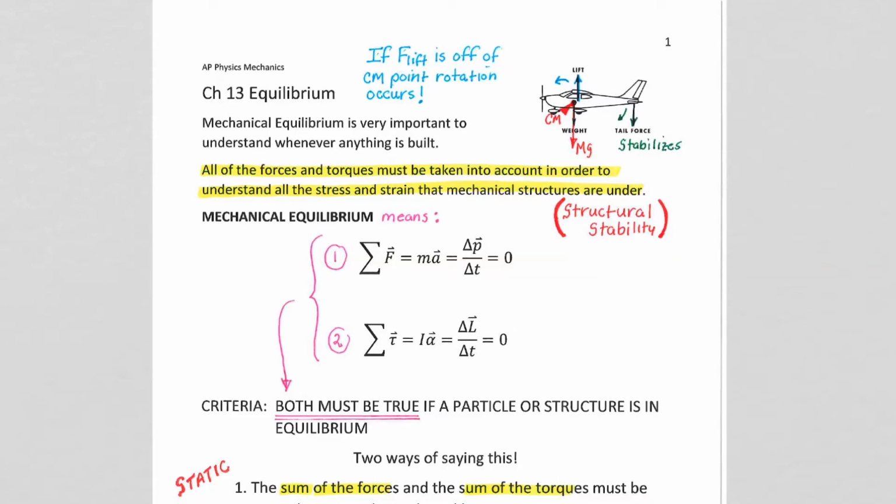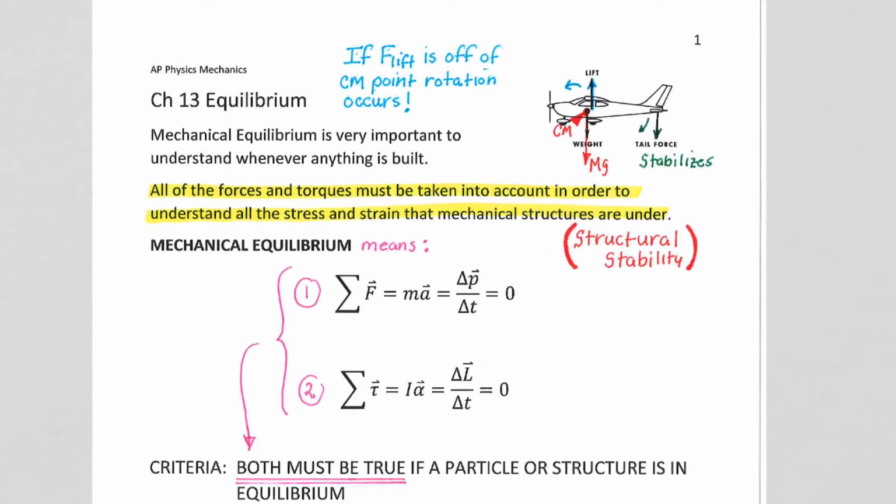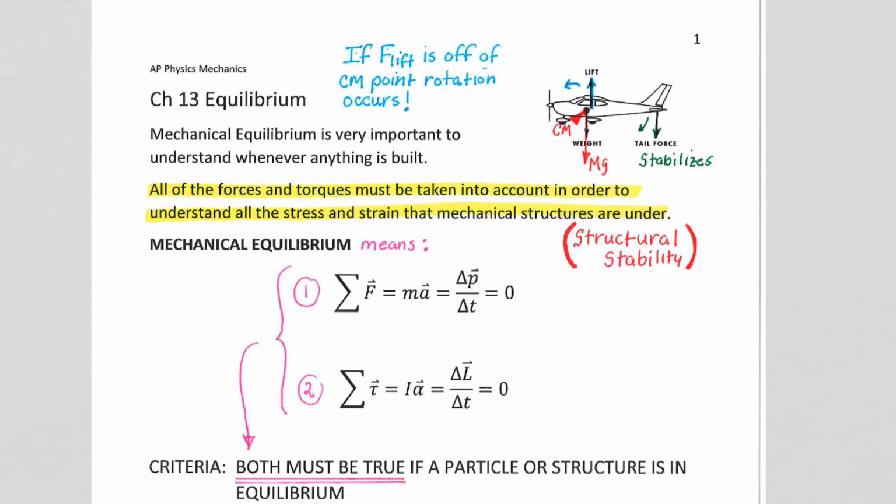Chapter 13, Equilibrium. Well, this chapter is a 100% problem-solving chapter for you. There are no new equations. None. Zero. Not even one. But it's an applications chapter, so the problems will be a little longer and incorporate more than what we have seen up until this point.